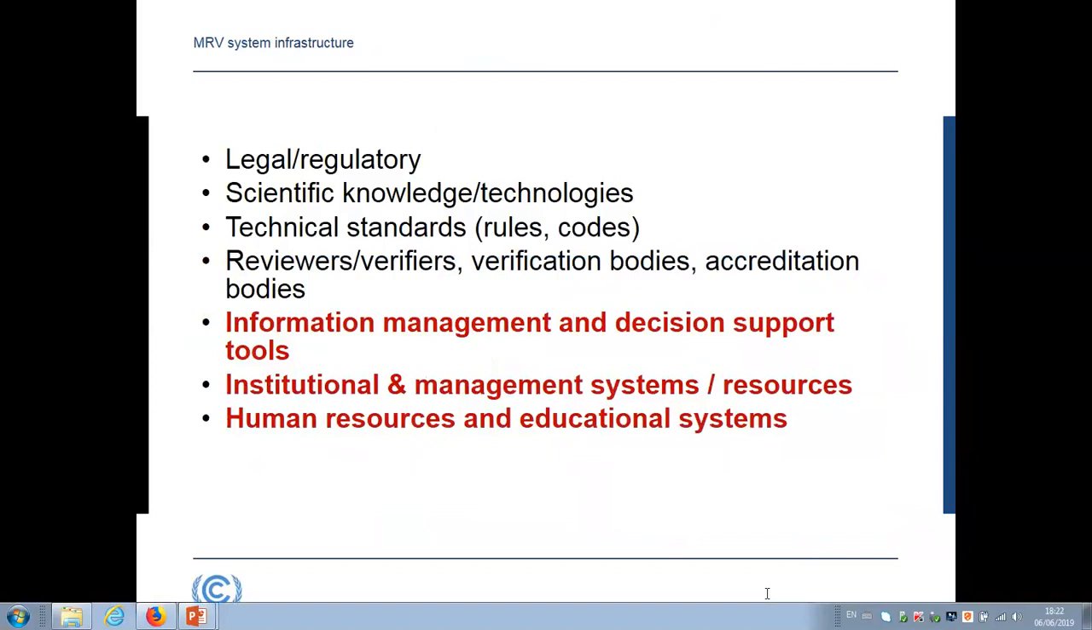So let's step back a little bit. When we say MRV system and data collection, there are lots of different pieces of what we call the MRV system infrastructure. The information management tools are just one piece of the overall package. Obviously, there are potentially lots of legal and regulatory pieces of that overall system. Legal support for doing data collection and collecting the statistics from industry and other regulatory measures. There's scientific knowledge, like we need to have the knowledge to understand where the emissions are coming from and how to estimate them, and the methodology for doing that.